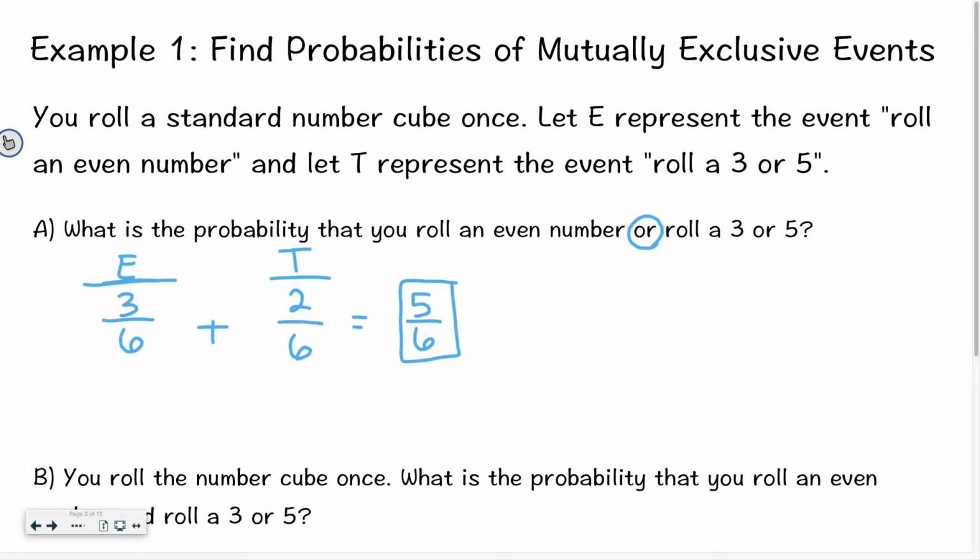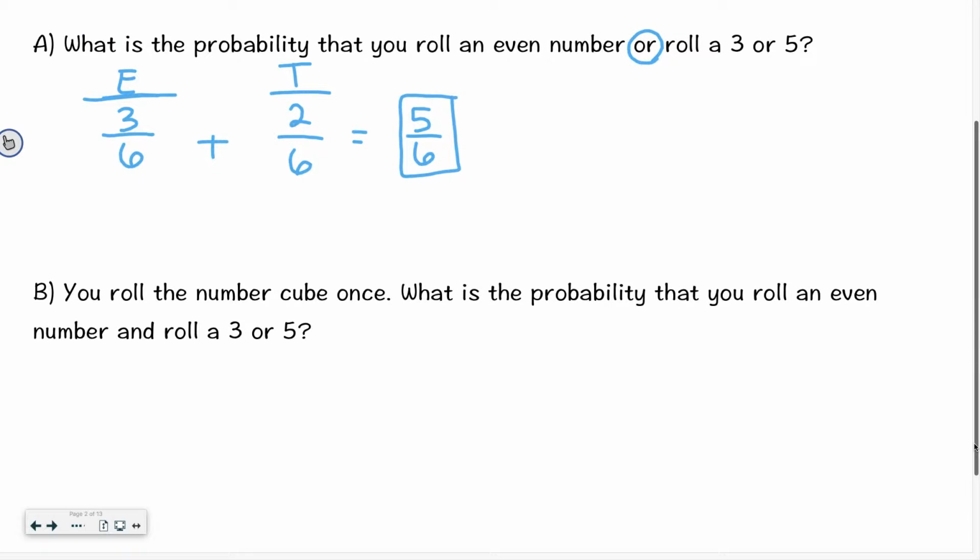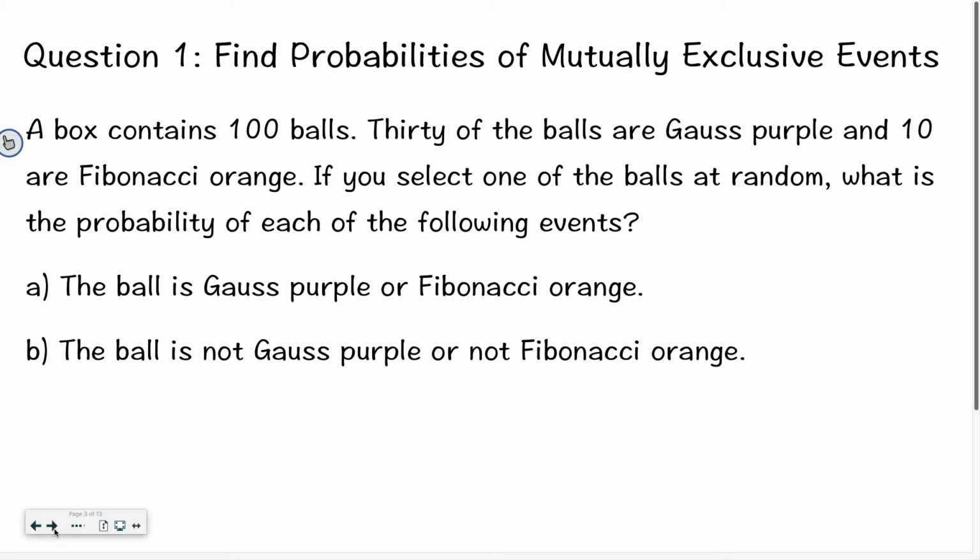Okay? Then let's look at letter B. You roll the standard number cube once, I should say. What is the probability that you roll an even number and you roll a 3 or a 5? Well, you can't roll an even number and a 3 or 5 because 3 and 5 are not considered even. So the probability of this happening is 0 because it can't happen. You can't have both of those things occur at the same time.